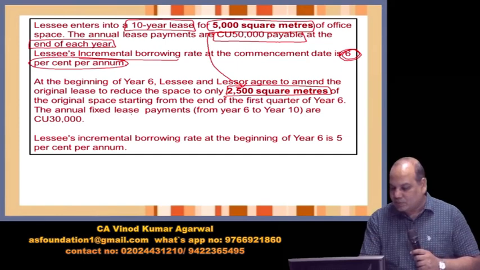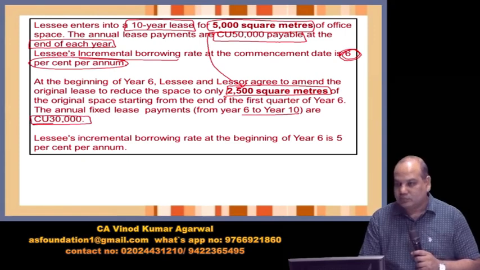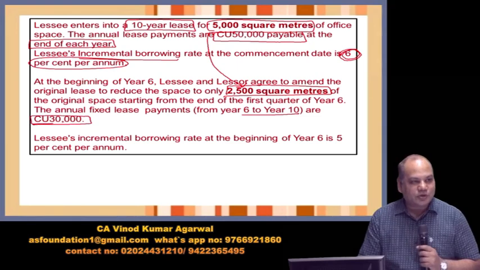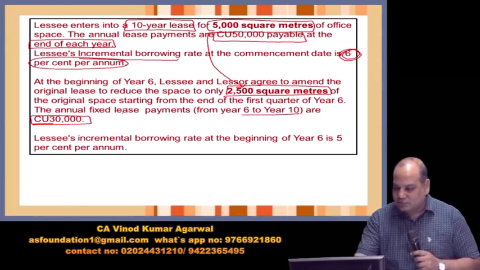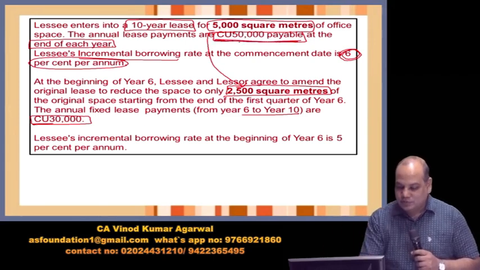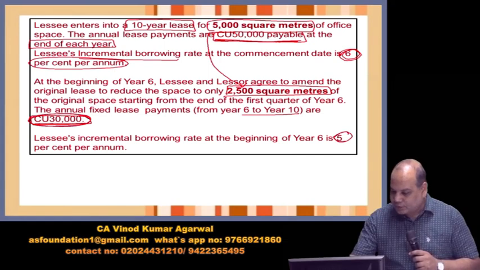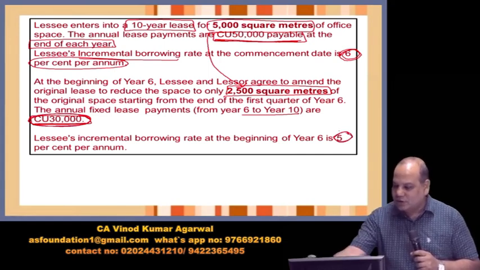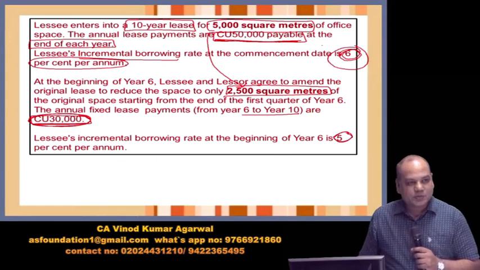The annual lease payment from year 6 to 10 is 30,000. Lease rental will also change, but lease rental is not reduced proportionately. What the lessor has done, if you take 5,000 square meter, 50,000, but if you take 2,500, then he will charge you now 30,000. The lessee's incremental borrowing rate has also changed. Now it is 5%. What it was earlier on commencement? 6%.